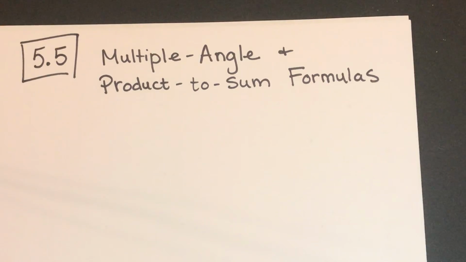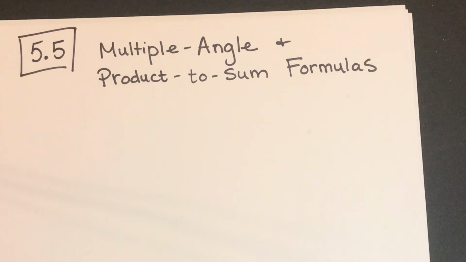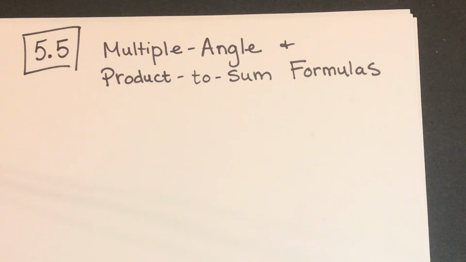This is lesson 5.5. We're still working with different kinds of trigonometry formulas. There are all different kinds of connections between these trig functions that help you to solve equations. We're going to be talking about the double angle formula today.